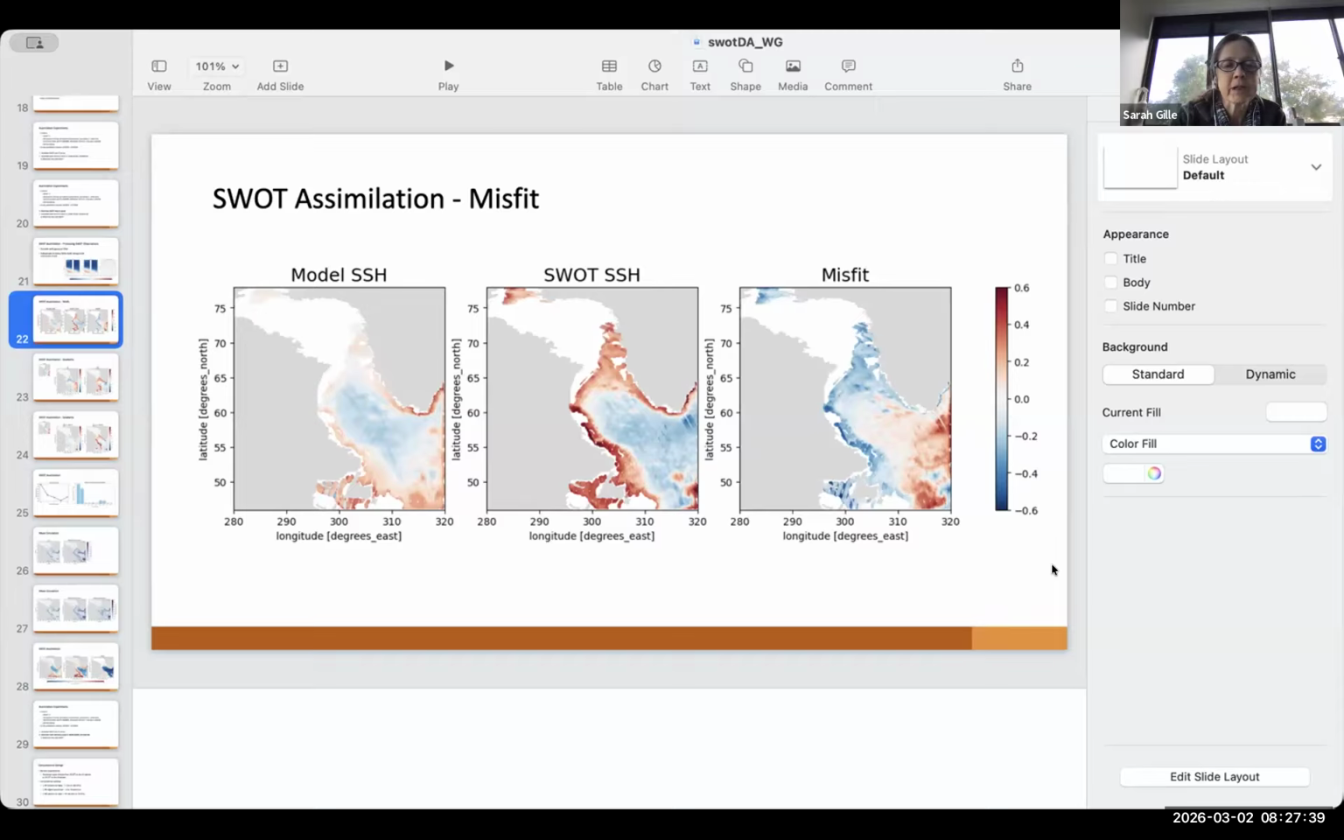And you're thinking about moving to the LLC1080 globally then? Yes. And it would be the LLC270 for the adjoint model.